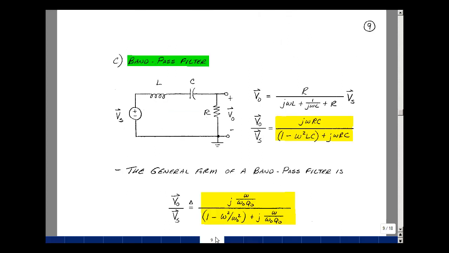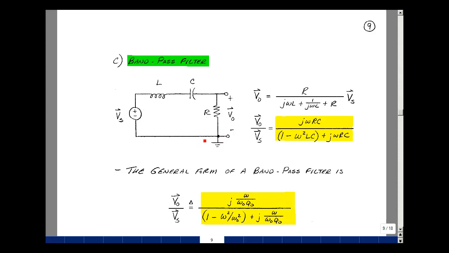When the frequency gets lower and lower with respect to omega naught as it approaches 0, this is a short circuit and this is an open circuit. So no current flows due to the open circuit. The drop across here is going to be 0 times R, or 0. As the frequency gets lower and lower, this voltage gets smaller and smaller. In the limit, as you hit DC, this becomes 0.